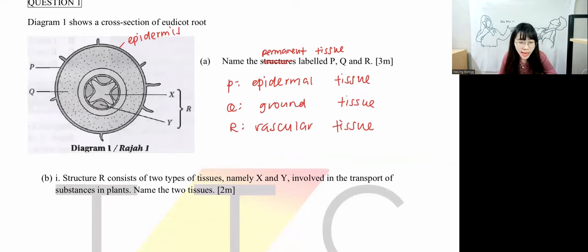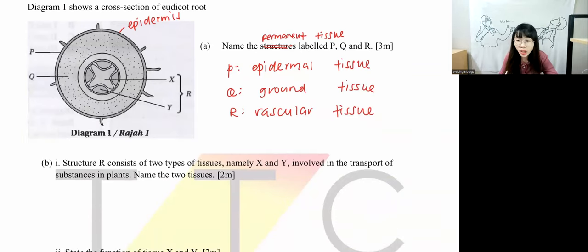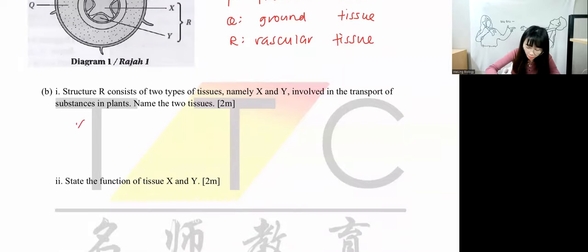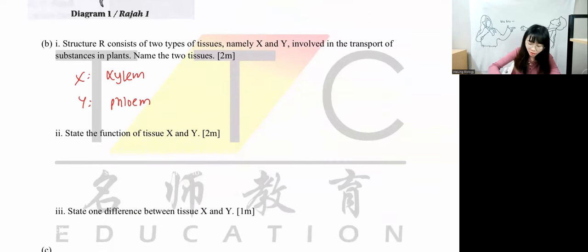So ground tissue, okay. Next, structure R consists of two types of tissue, namely X and Y, involved in the transport of substance in plant cell. Name two tissue. X is a star shape, right? So what is X? X is xylem, very good. Y is phloem, correct. And next question, they ask you to write the function of xylem and phloem. Just now we learned xylem transport what again? Correct, water and mineral salt. What is the function of phloem? Phloem transport organic substances, very good.